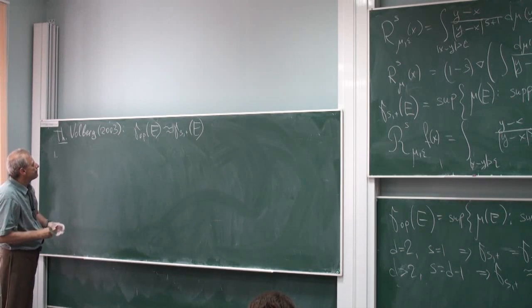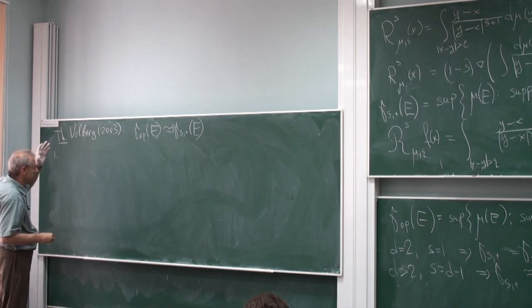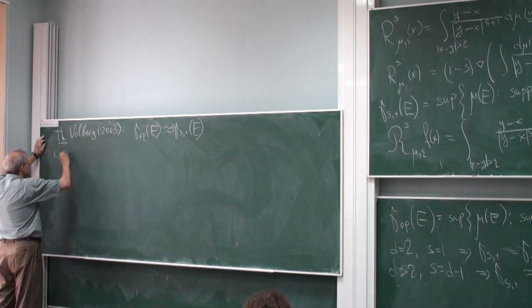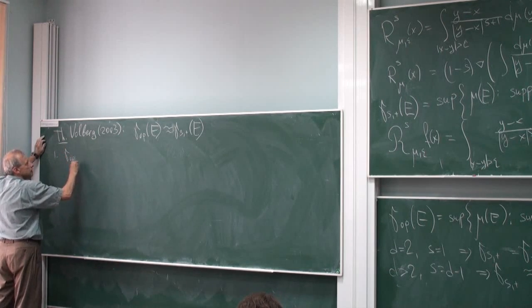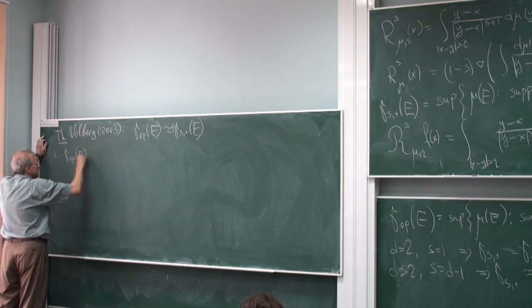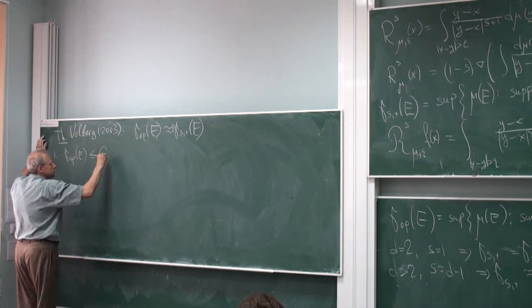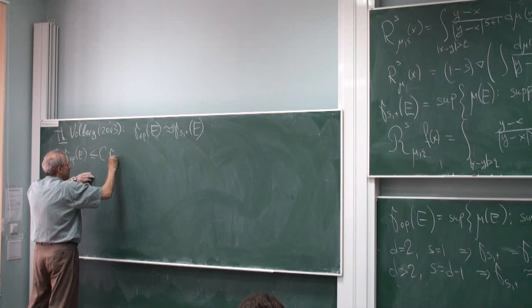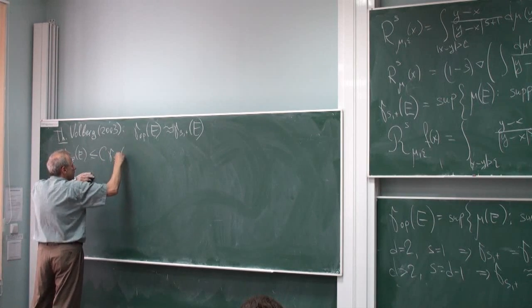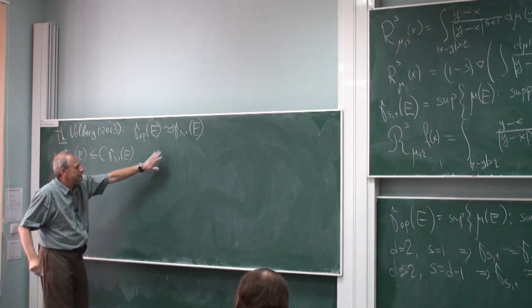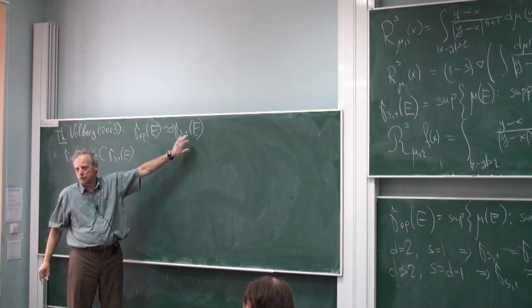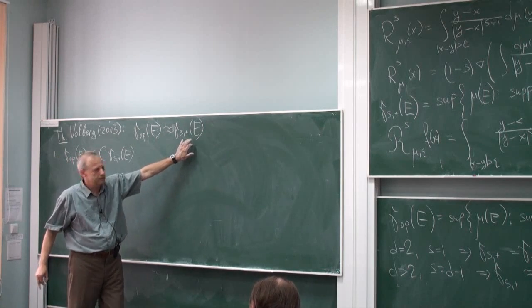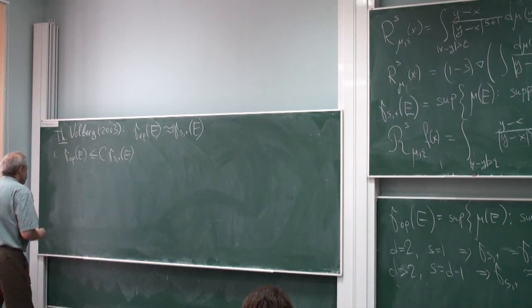First step, let us prove that operator capacity is less or equal than some constant times gamma s plus. Such capacities are called sometimes Calderon-Zygmund capacities.